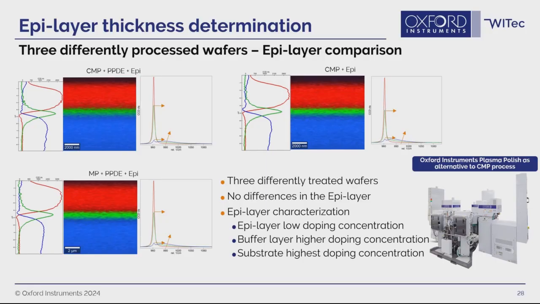All 3 wafers showed the epi layer on top, which is marked red. Then we see a buffer layer, and then on the bottom we see the bulk material. The doping concentration for all 3 wafers is lowest in the epi layer, then in the buffer layer a bit higher, and then in the bulk material the doping is highest. How can we distinguish these doping levels? This is due to the A1 and LOPC mode.